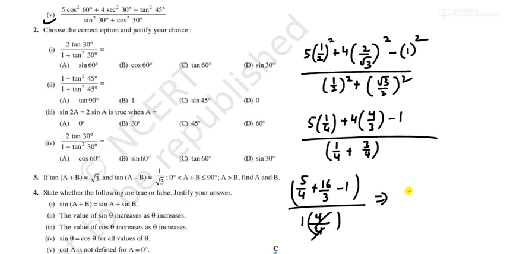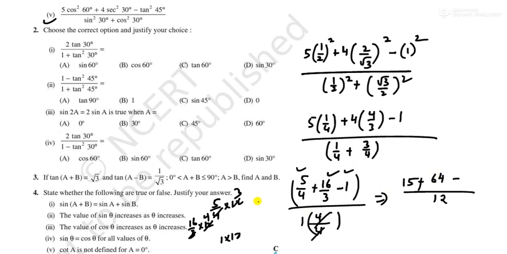Now just solve this numerator. So 4 3s LCM is 12, correct? And here you will get into 3. I hope you know this. 5 by 4 into LCM, 16 by 3 into LCM, and 1 into LCM. All this term will get multiplied with LCM. So you will get 4 3s. So 5 3s are 15 plus 3 4s. So 16 4s are 64 minus 12 1s are 12. So on solving this, you will get the value of, add this, 15 plus 64 minus 12, you will get 67 divided by 12. This is the final answer.